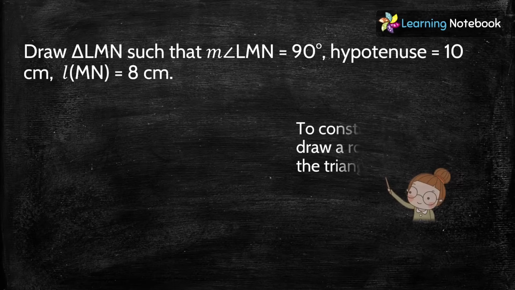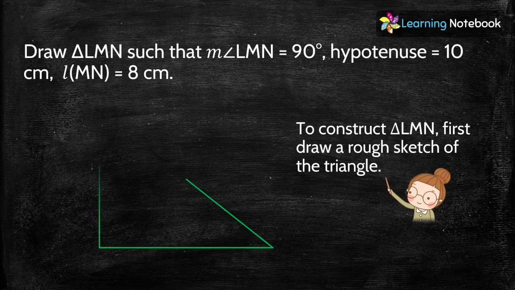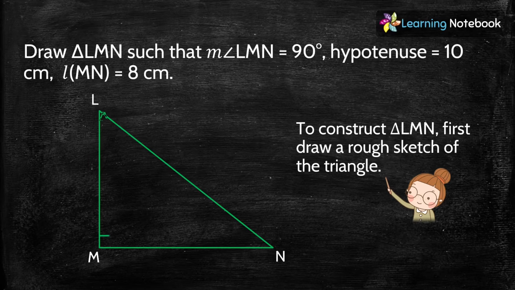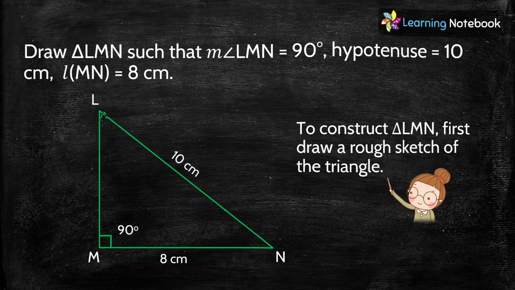To visualize the construction of triangle LMN, let's first draw a rough sketch where angle M equals to 90 degree and the side opposite to it will be the hypotenuse. So LN equals to 10 centimeter and MN equals to 8 centimeter. Now let's do the construction of this triangle.